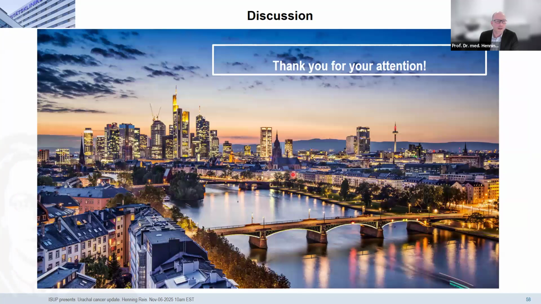This is Frankfurt. I will move to the place I came from, Essen, in 3 weeks' time. So hopefully we can set up everything there as well. I will stay in the GU community. I will stay professor for molecular pathology, and so everything will stay the same, but in another city. So thank you very much for your attention.